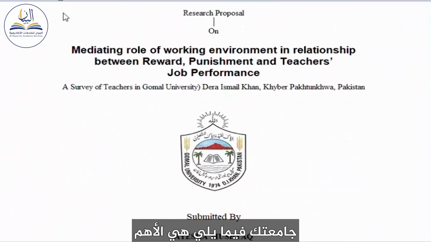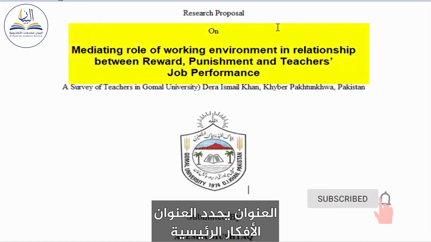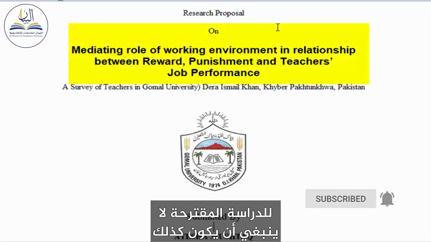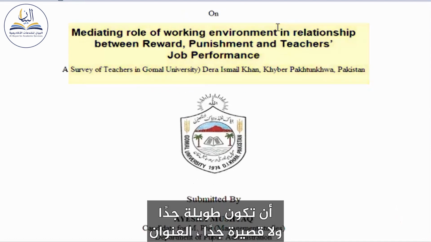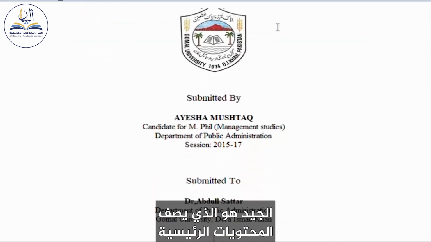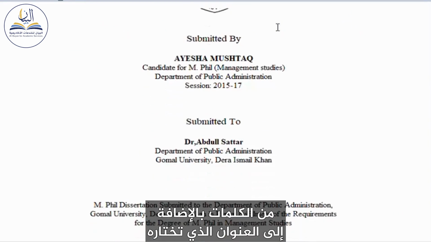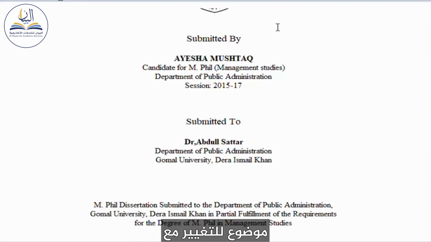The following are the important components you should include in your research proposal. 1. Research proposal title. The title outlines the key ideas of the proposed study. It should neither be too long nor too short. A good title is one that describes the main contents of your research in the fewest possible words. Moreover, the title that you choose is subject to change as the research study progresses.